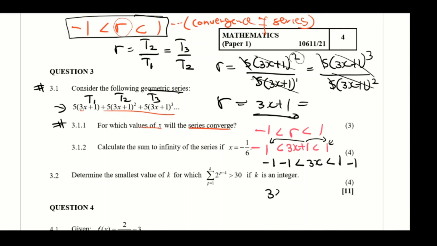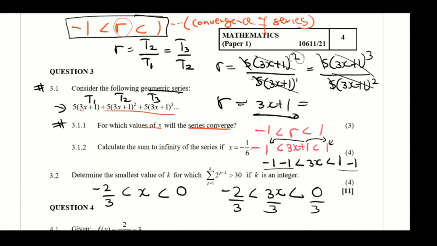So you're going to have -2 less than 3x less than 0, because 1 minus 1 gives you 0 and -1 minus 1 is -2. Divide by 3 on both sides. You're going to have x lies between -2 over 3 and 0, because 0 divided by 3 is 0. So this is your convergence of the series. This is your solution. x must lie between -2 over 3 and 0.